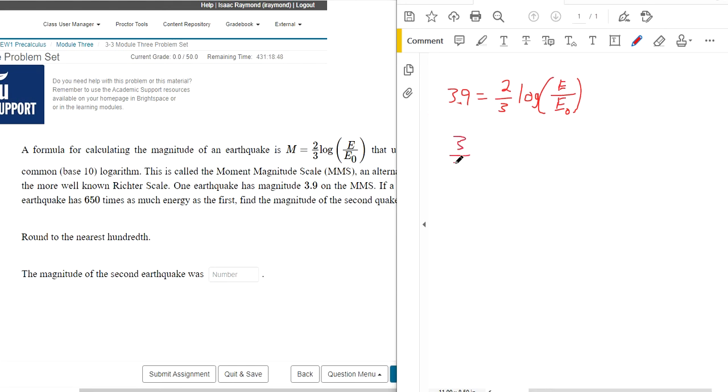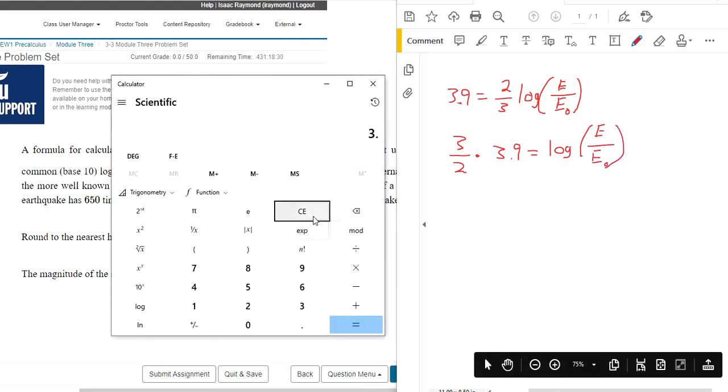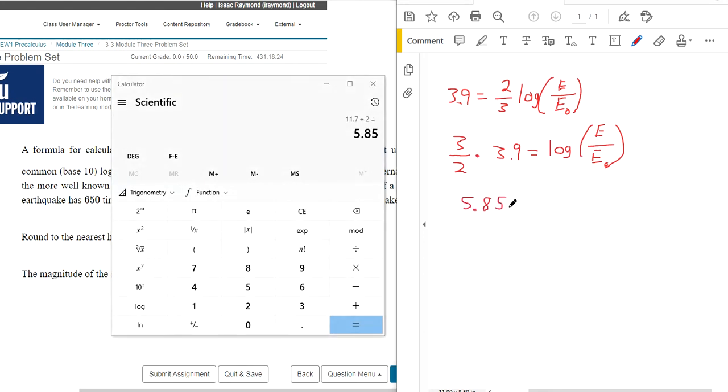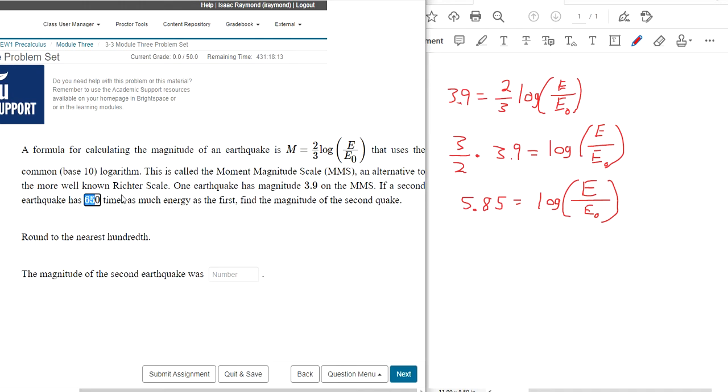I'm going to multiply both sides by 3 over 2, right, to undo the 2 over 3 on the right side. So if you do that, 3.9 times 3 divided by 2 gives us 5.85 on the left side. And our goal is to get E by itself, because we have something we can say about E: the energy of the second one is 650 times as much as the first. So let's express how much energy was in the first earthquake.